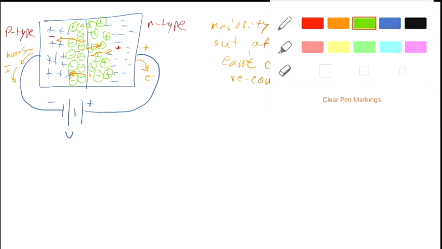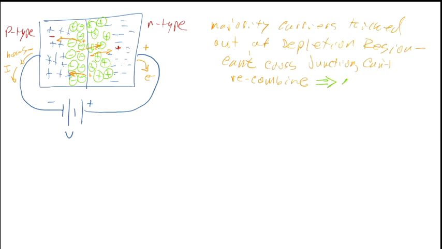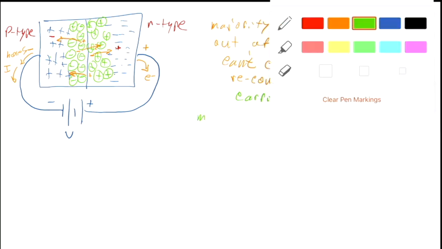And that means that there's no majority carrier current. There's a huge number of majority carriers, but if we put a negative voltage on the P-type side and a positive voltage on the N-type side, electrons are kicked out, they can't cross, and there's no majority carrier current. But if we have minority carriers in there, they're sucked across. So minority carriers are still sucked across.